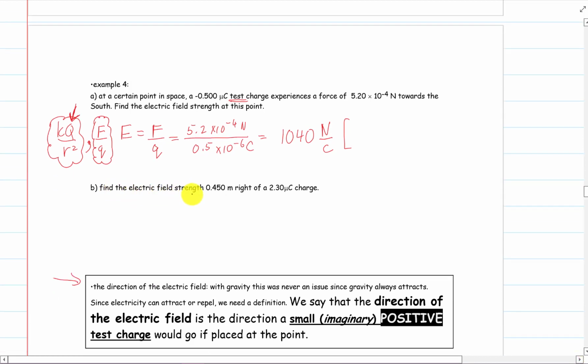Find the electric field strength 0.5 meters to the right of this charge. Is this a test charge? No. That's the charge, and we're trying to find the E field to it. So we have a charge, this Q, and we're 0.45 meters from it. And at this location, we want to know what the E field strength is in there. Okay, because there's an E field going through it, being produced by this Q.